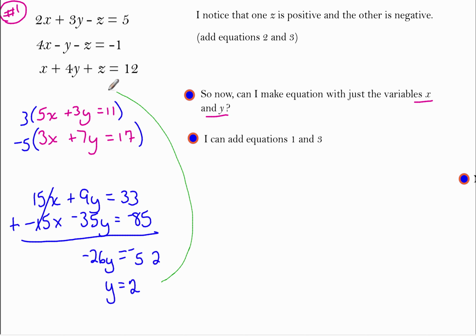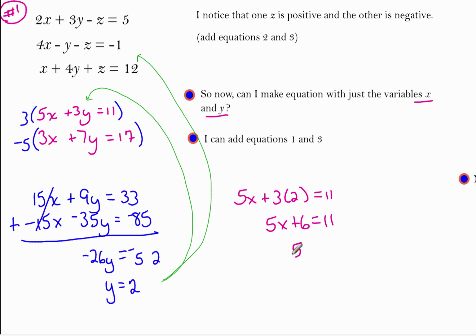Well, all right, if y equals 2, like we did on the front page, I can plug that back into one of these to figure out what x is, and it doesn't matter which one. You could have even put this back into one of the equations up here, but it wouldn't have helped us. So I'm going to go over here and I'm going to choose the 5x plus 3 times 2 gets me 11. 5x plus 6 gets me 11. 5x gets me 5. X equals 1.